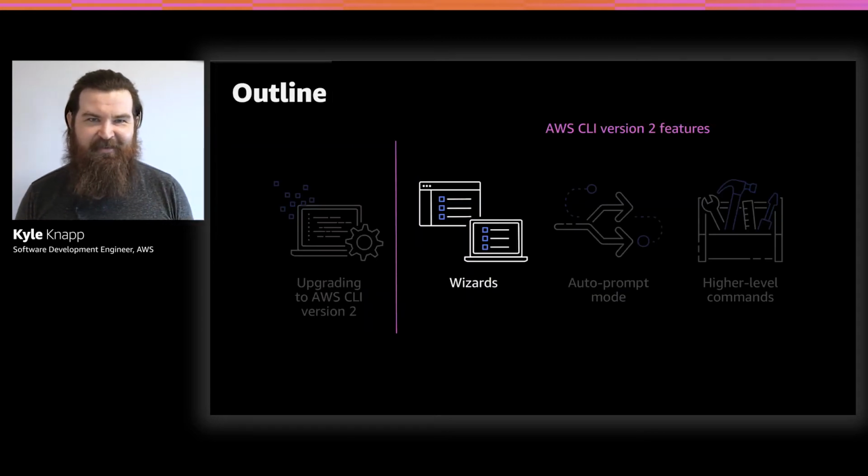Alright, so now let's get to the fun part of this talk and go over the new V2 only features that you have access to, starting with CLI wizards. Similarly to AWS Console wizards, CLI wizards provide a UI that helps guide you through managing your AWS resources. More specifically, they abstract over the AWS APIs, so you do not have to be familiar with a particular service API to accomplish some task with AWS.